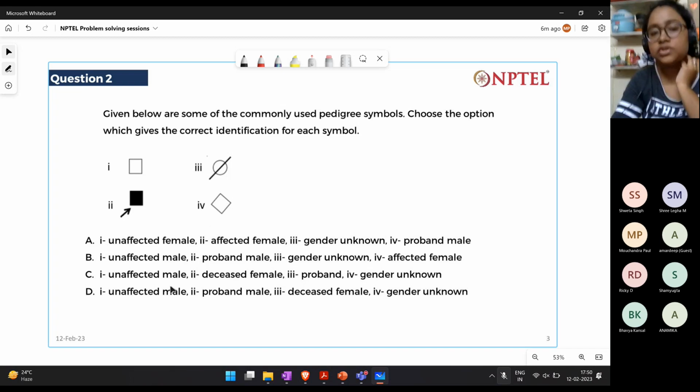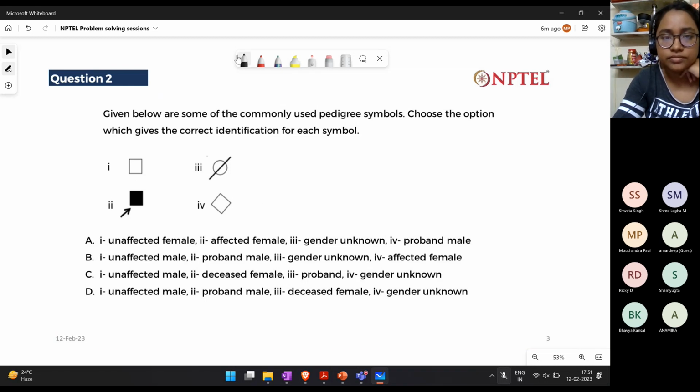So what is the correct answer? I know you guys know it. Option D. Yes, the correct answer is option D, right? This is unaffected male, this is deceased, this is deceased, right? This is female, this is the proband male, and this is the gender unknown. The correct option is D.